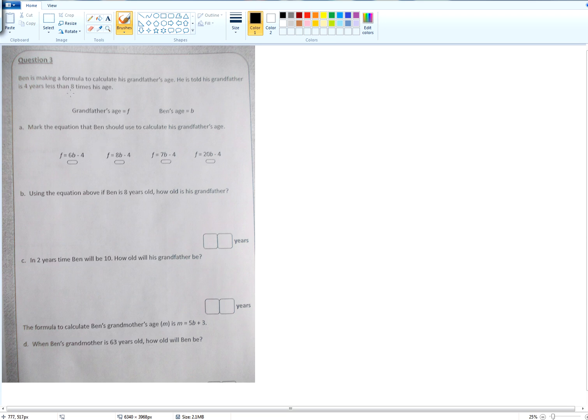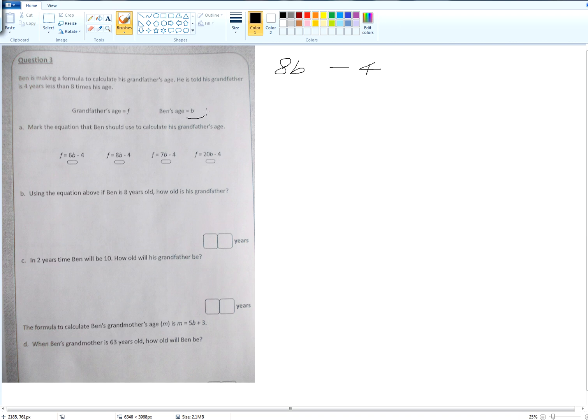Okay, now, so he's told his grandfather is 4 years less. So 4 years less would be what? Take away 4. That's take away 4. And is 8 times his age. What is Ben's age? 8.